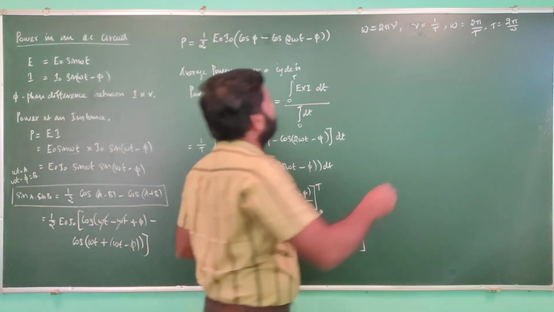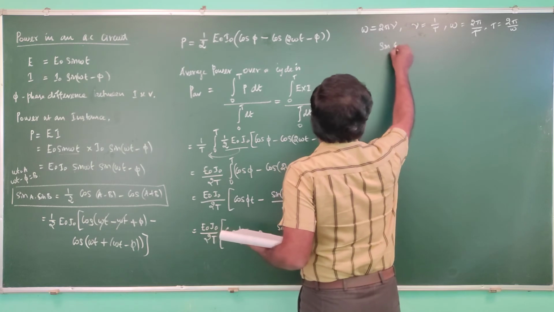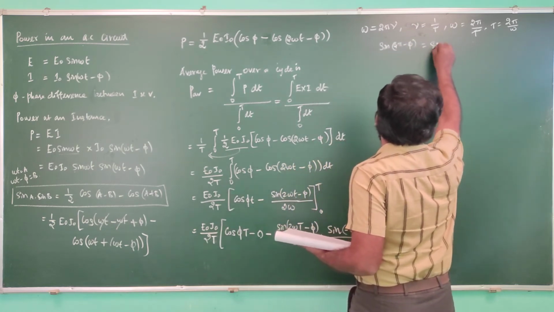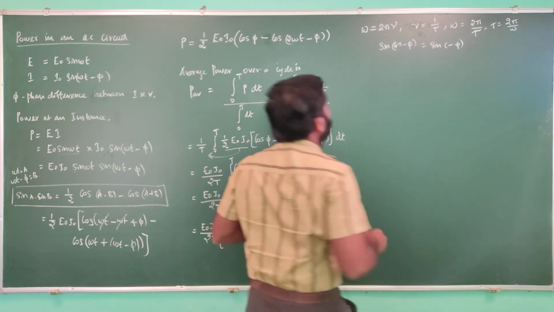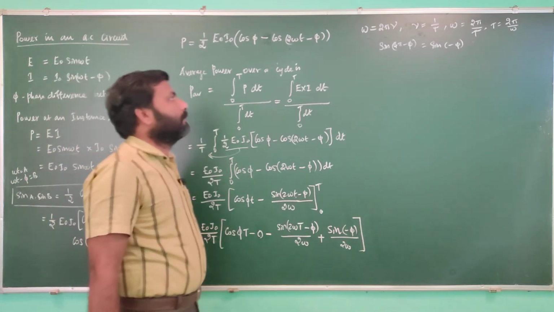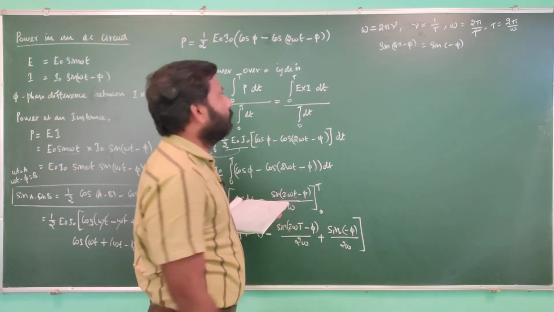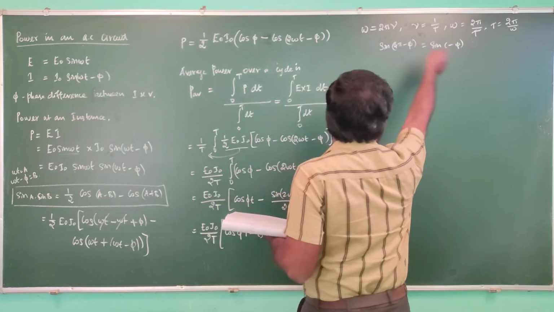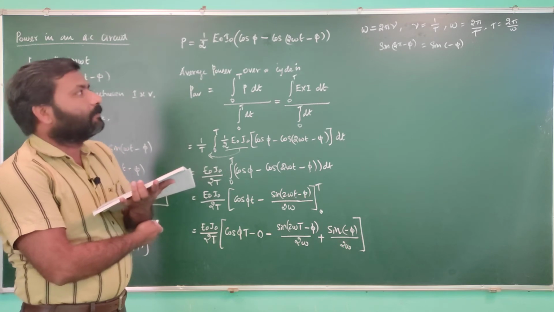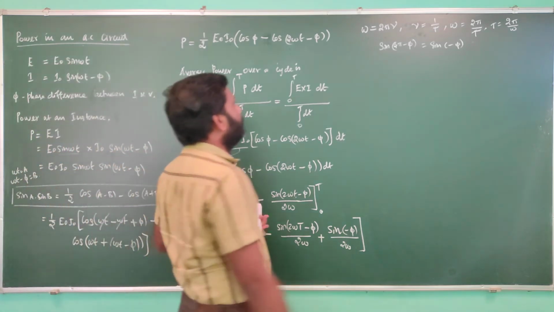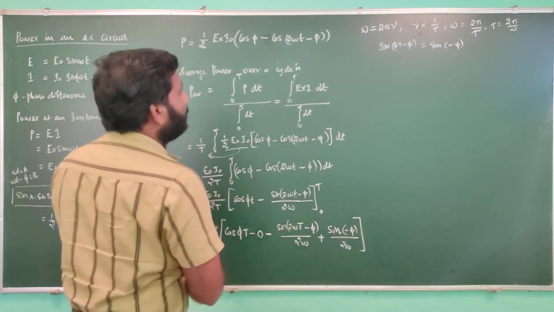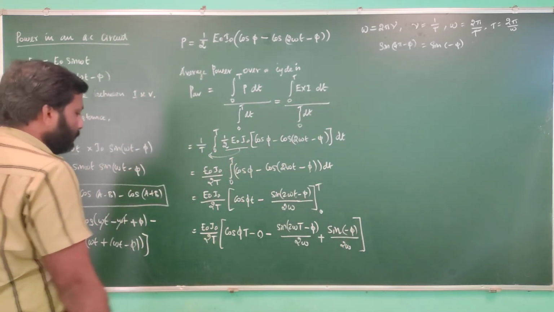That is one point. And another point, sine of 4 pi minus pi is equal to sine of minus pi. Okay, 4 pi is nothing but 2 complete cycles, right? So after 2 complete cycles, it goes back to the point of origin, so that sine of 4 pi minus pi is equal to sine of minus pi. So with these two things, first let us apply 2 pi by omega in the place of T.